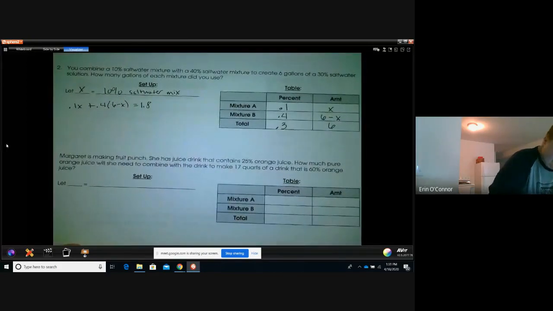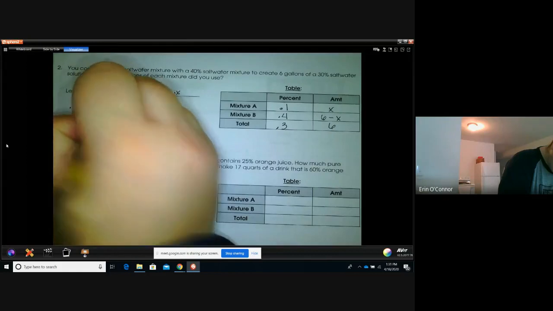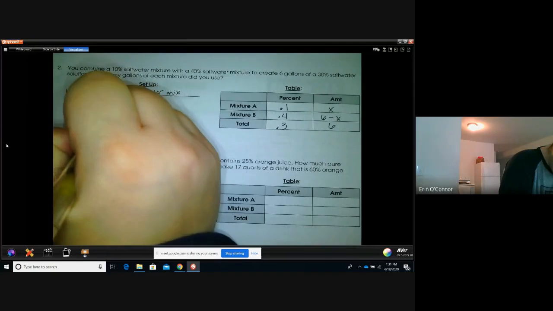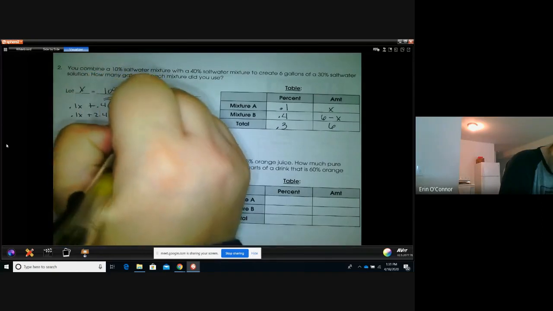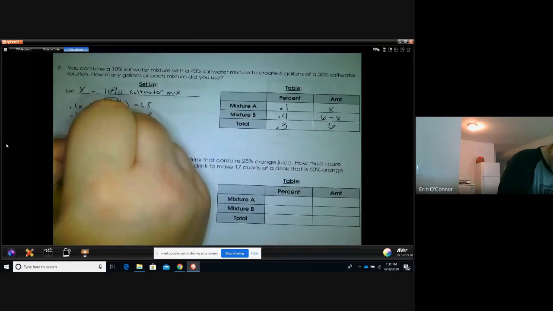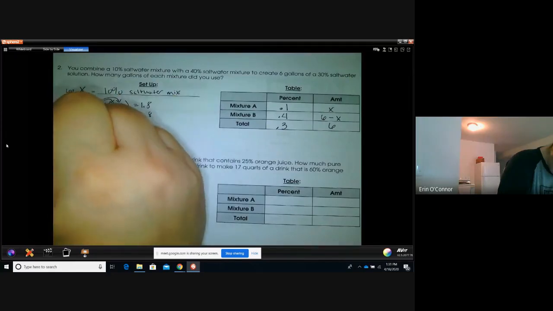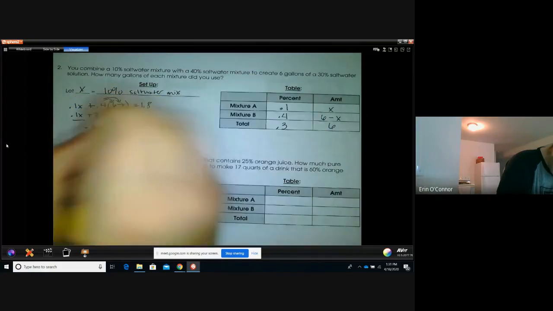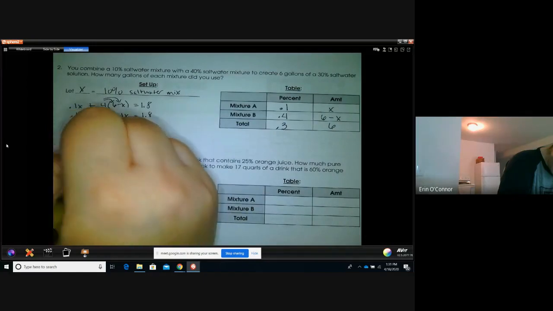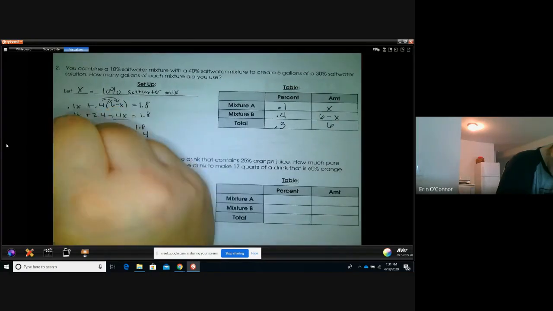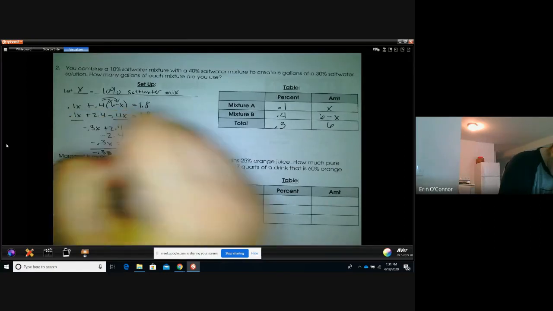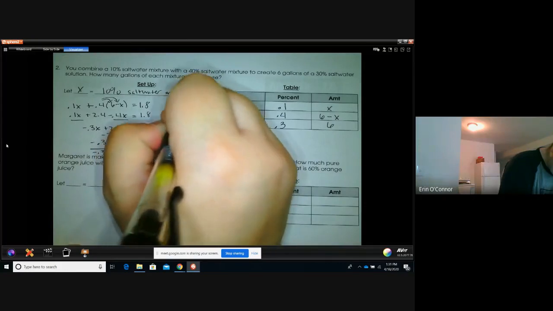We are going to distribute. And I get 0.1x plus 2.4 minus 0.4x equals 1.8. We're going to combine like terms. Negative 0.3x plus 2.4 is equal to 1.8. Subtract 2.4 on both sides, and we get negative 0.3x is equal to negative 0.6. Divide by negative 0.3. And I get x is equal to 2.